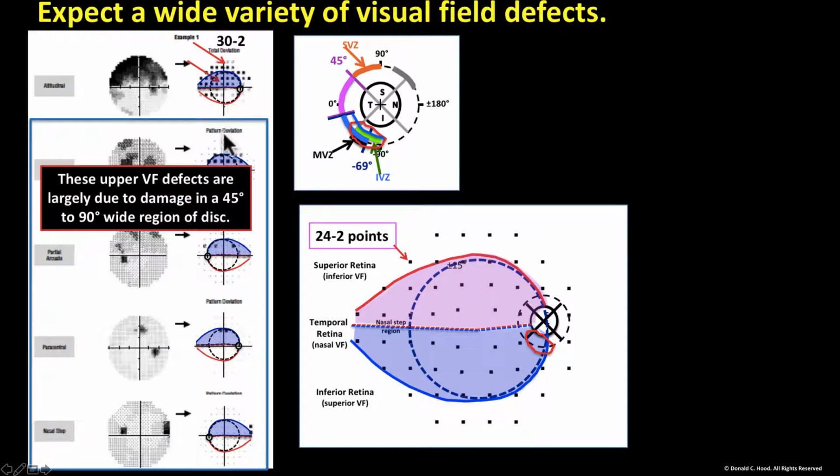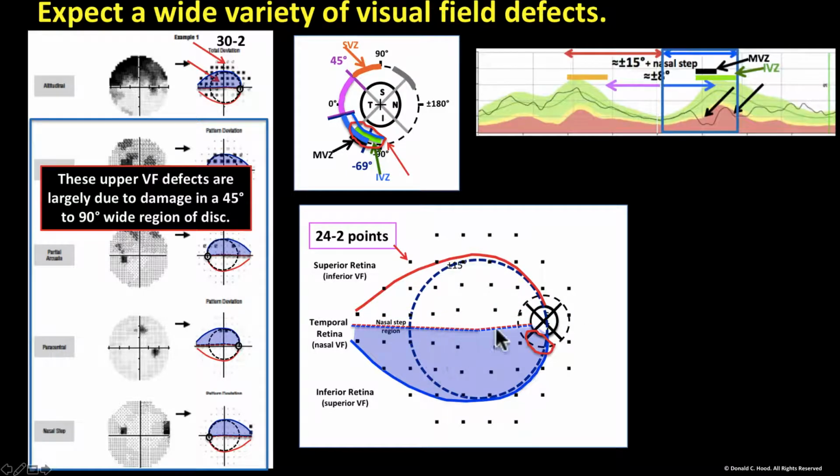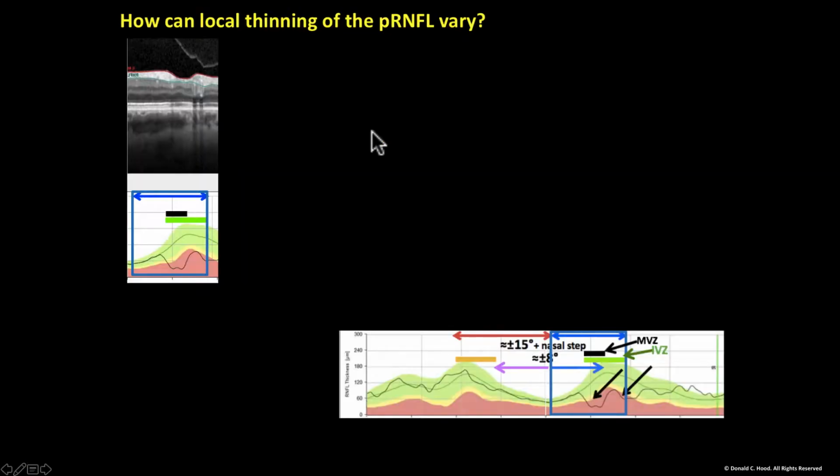So all of these defects here in this blue region are due to damage in this region here. In most cases, damage within a smaller region. So damage here. All right, so here's your circumpapillary thickness plot, right? And this is the portion here that corresponds to this region here. All right? So let's take this and blow it up.